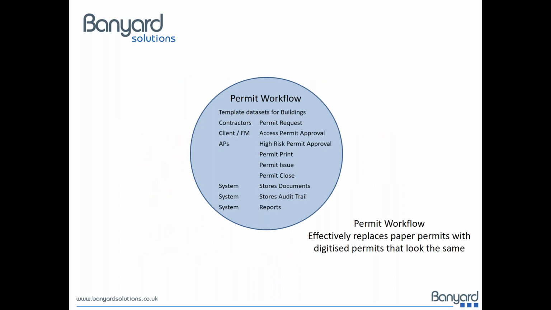So permit workflow in its basic format has a number of capabilities. The principal one is that we have some template data sets for buildings. So we have templates for offices, data centers, warehouses, a whole range of different types of buildings. So we can very quickly implement them and then just adjust those templates to meet your actual requirements in terms of locations of services, so where air conditioning is located, where your switch rooms are located, and so forth.